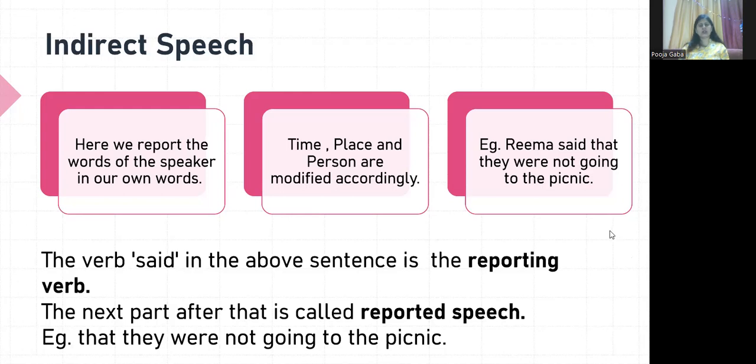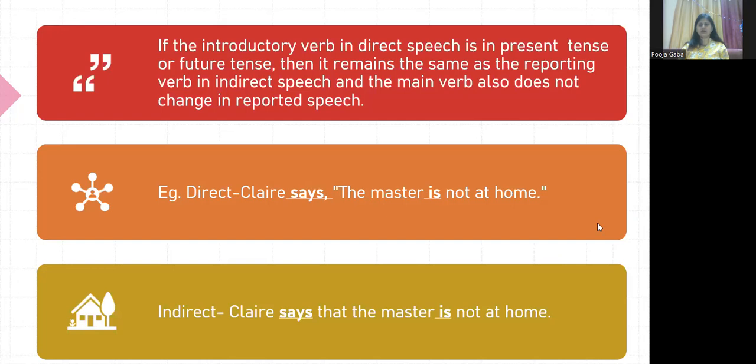Here we do not quote the exact words of the speaker, but we change them. If you can see, inverted commas are replaced by that, and we is replaced by they, and then it is were not going to the picnic. So we make some changes in time, place, and person. So this is indirect speech. There are certain rules for that.